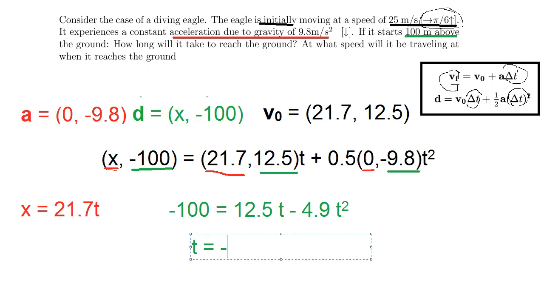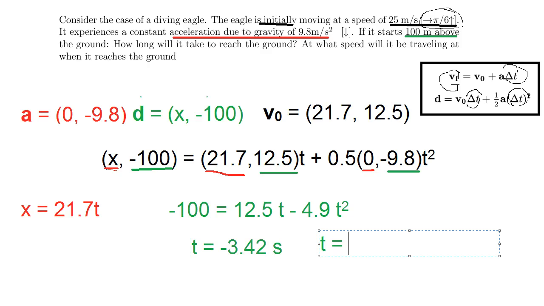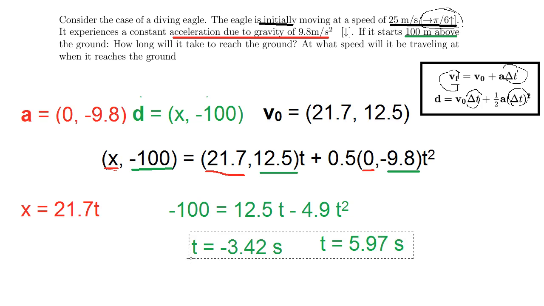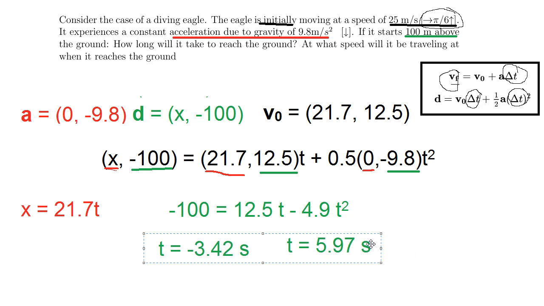The first answer you'll get will be negative 3.42 seconds, and the second answer that you will receive from this quadratic is 5.97 seconds. Now, whenever you do a quadratic, you will, more often than not, get two possible solutions, so you need to figure out which one's right. One thing I will tell you is we didn't travel backwards in time, and that's what the negative time solution represents.